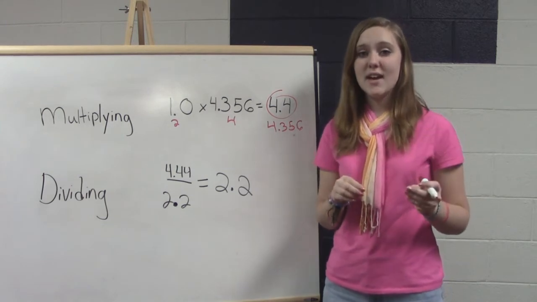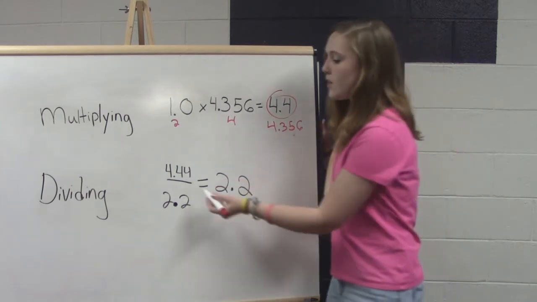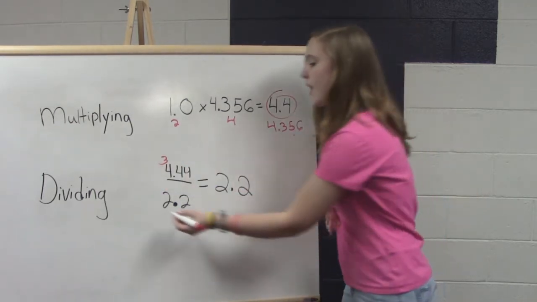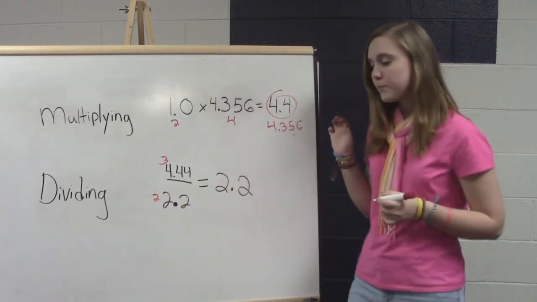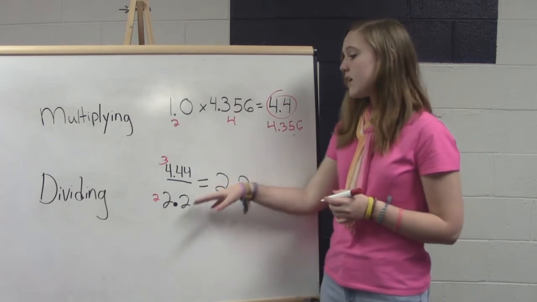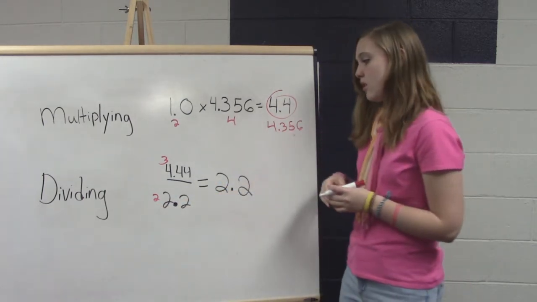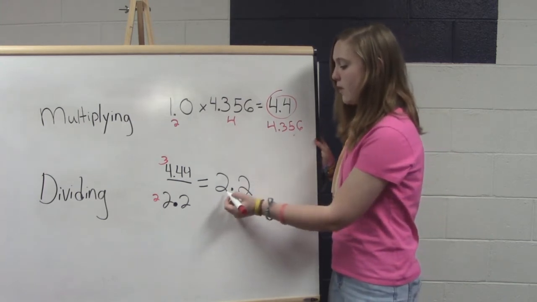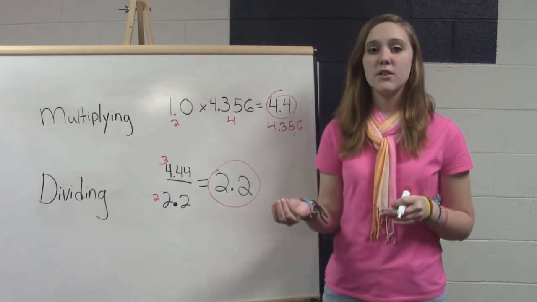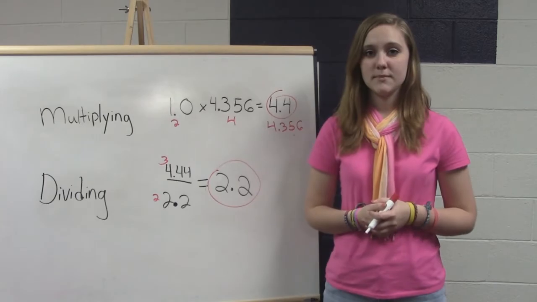And you use the same rules when you're dividing. Like in this problem, for example, your top number has 3 sig figs, and your bottom number has 2. So in your answer, you can only have 2 sig figs because your number with the lowest amount of sig figs is 2. So your answer to this problem would have 2 sig figs. So that's how you use sig figs in multiplication and division problems.